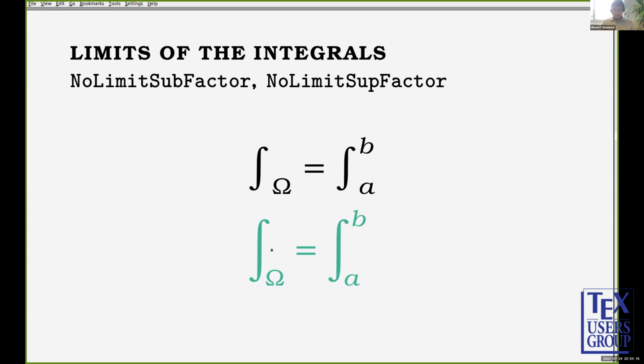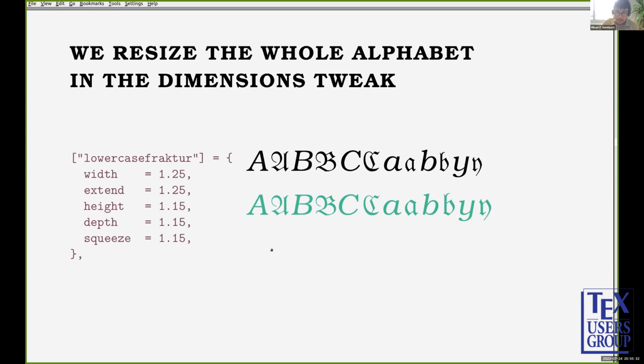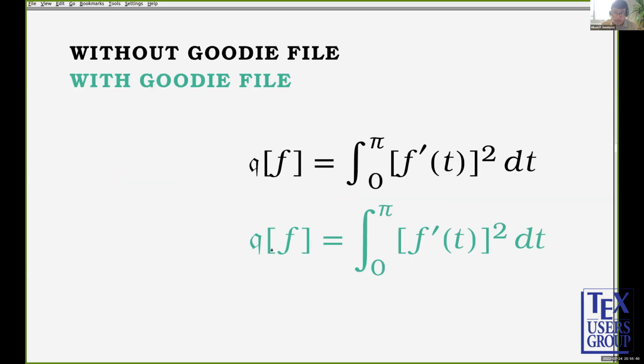Okay, and then we have font parameters to play with to tweak the position of the limits as well. If we look at this, the whole Fractur alphabet is perhaps too small, so we have a tweak where we can scale it up, the lowercase at least, and it will fit better with the Bonum. The same with the script. So the formula before and after the tweaks, they look like this. I think at least that the green one is a clear improvement over the black one. And all these are done from the Goody file.